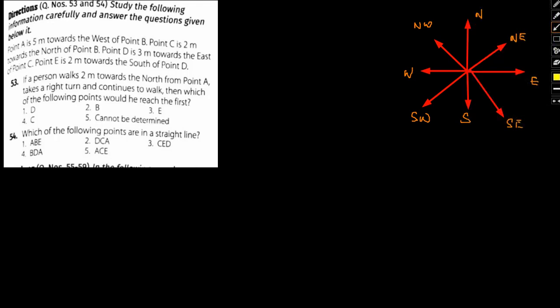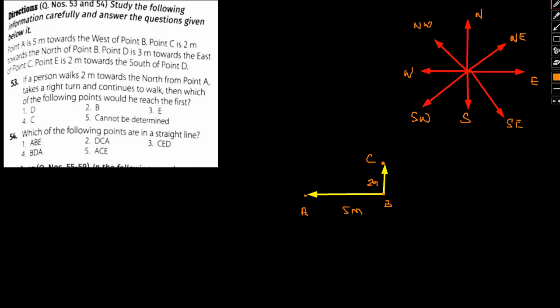So it's given that point A is 5 meters towards the west of point B. So this is point B. This is point A, 5 meters. Point C is 2 meters towards the north of point B. Point C, 2 meters.